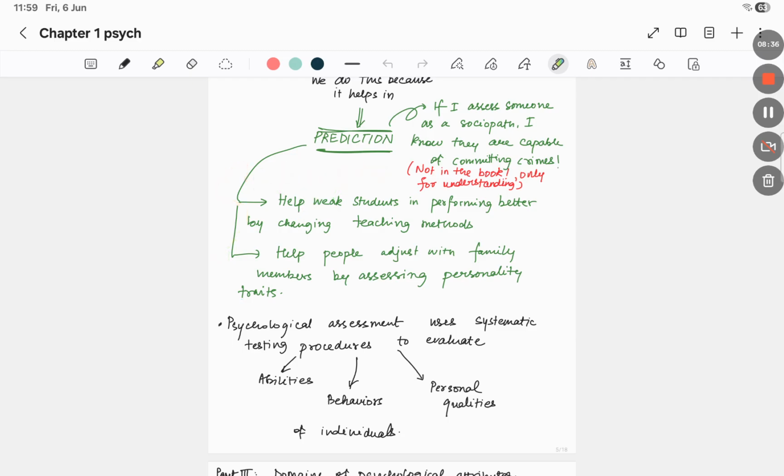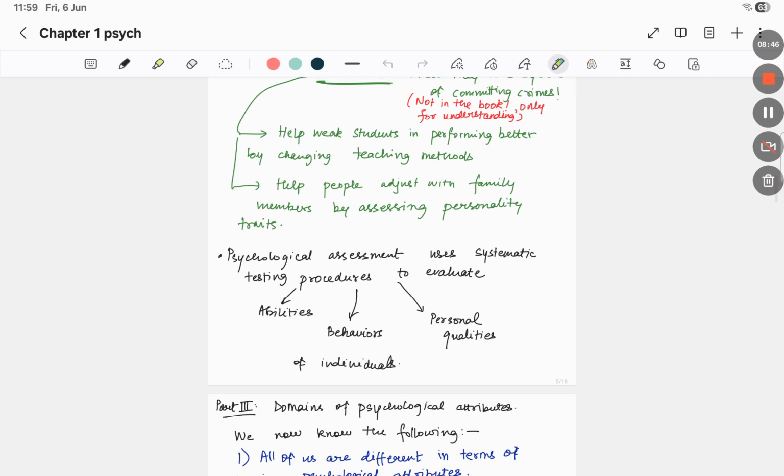When you can see that a student is consistently scoring very low, what can the teacher do? The teacher can help the weak students by changing his or her teaching methods. Similarly, if a psychologist assesses that an individual is having a very hard time adjusting with the family members, he or she can conduct personality assessments and then figure out a middle ground so that the family can gel well with the individual, right?